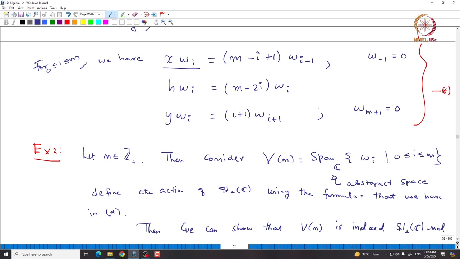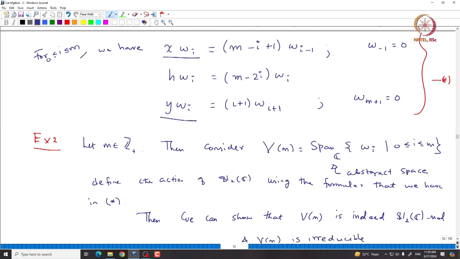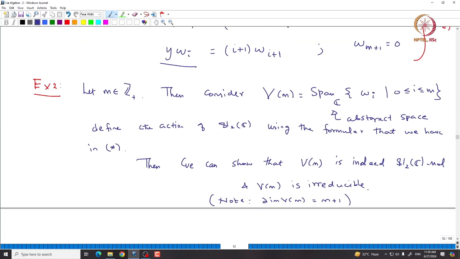So it goes from I to I minus 1, and the action of y actually increases the indices from I to I plus 1, and h actually makes it stable. So using these actions, one can immediately show that the abstract module that is defined using these formulas is going to be irreducible. And we have also seen explicitly how one can construct this using homogeneous polynomials of degree m in two variables. So very similar to that.